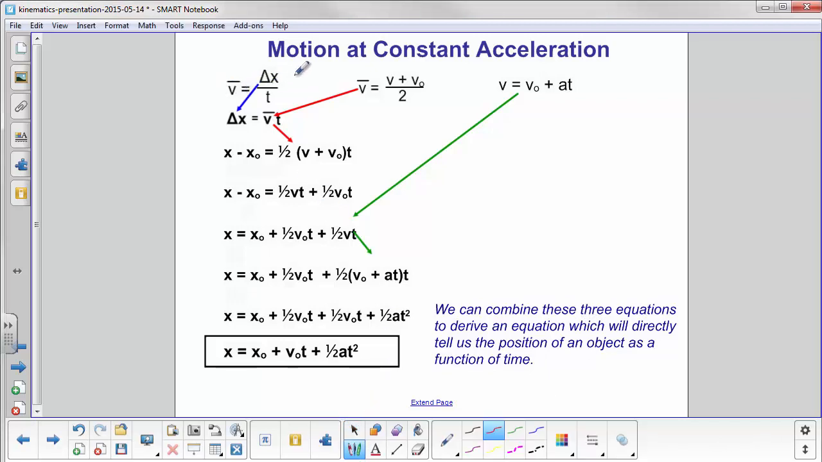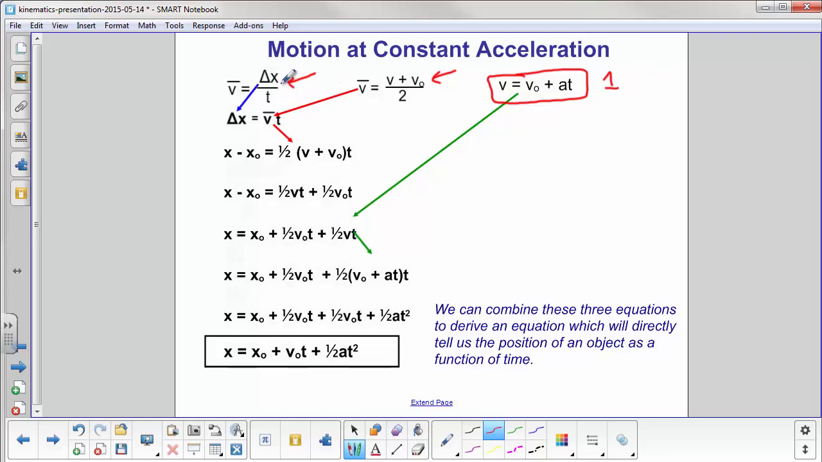We have a definition for the average velocity, which is displacement over time. We have another definition for the average velocity that holds true for constant acceleration, where it's v final plus initial velocity divided by 2. And we have the first kinematics equation, which actually came from the definition of acceleration. So let's walk through this.